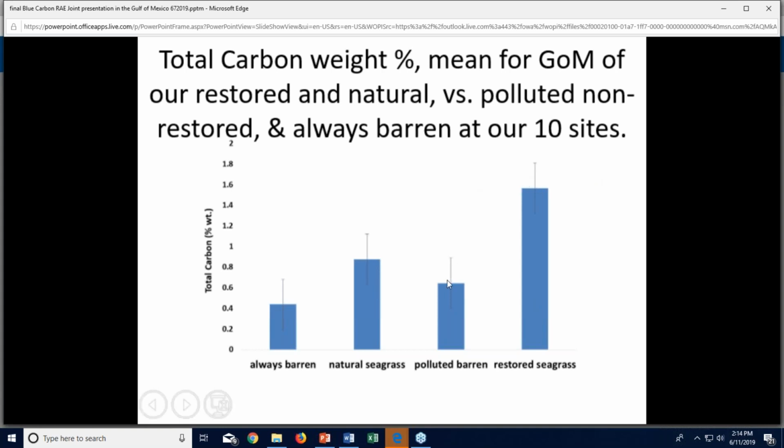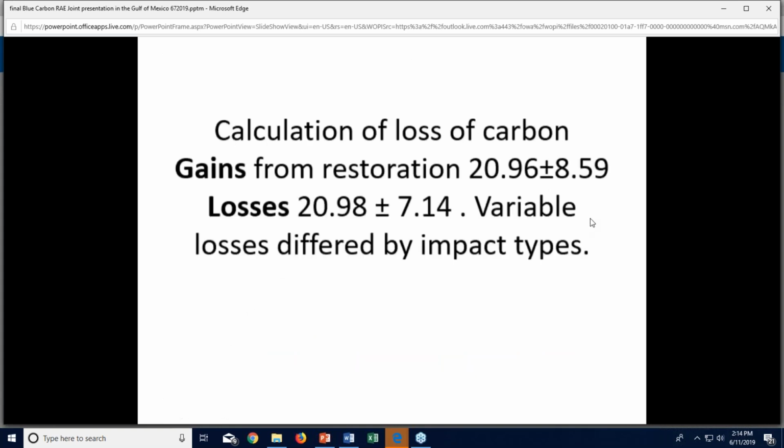double the natural seagrass. This is a polluted barren where it had been impacted at the same time that the restored area had been impacted, but this was not restored and this was restored. And this is natural and naturally barren. And you can see that each estuary in the Gulf of Mexico had its own level of carbon, depending, of course, on what had come in through the rivers as well as what was blowing around the estuary itself. And that was interesting in and of itself.